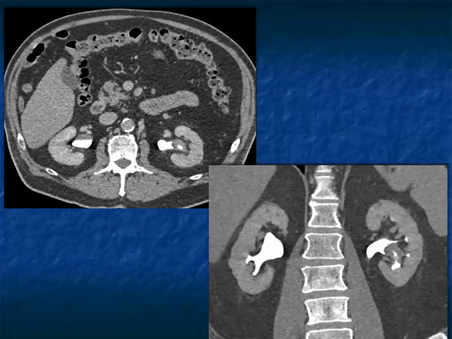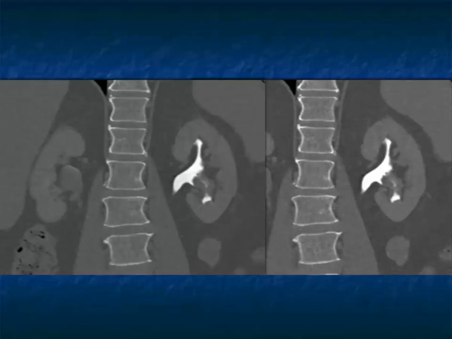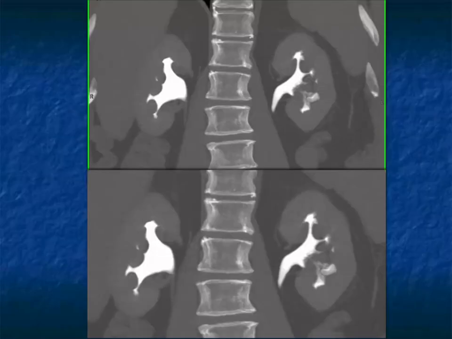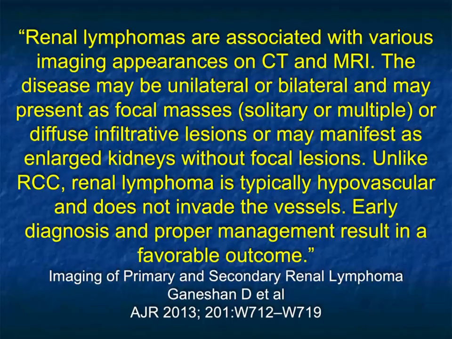You can see the distortion of the calyces to the lower pole, classic for transitional cell carcinoma. And here it is again, very nicely shown, again on the MIP imaging. Again, one more set of views. So TCCs can present in the ER. Again, it's one of the possibilities when you're thinking about macroscopic hematuria.